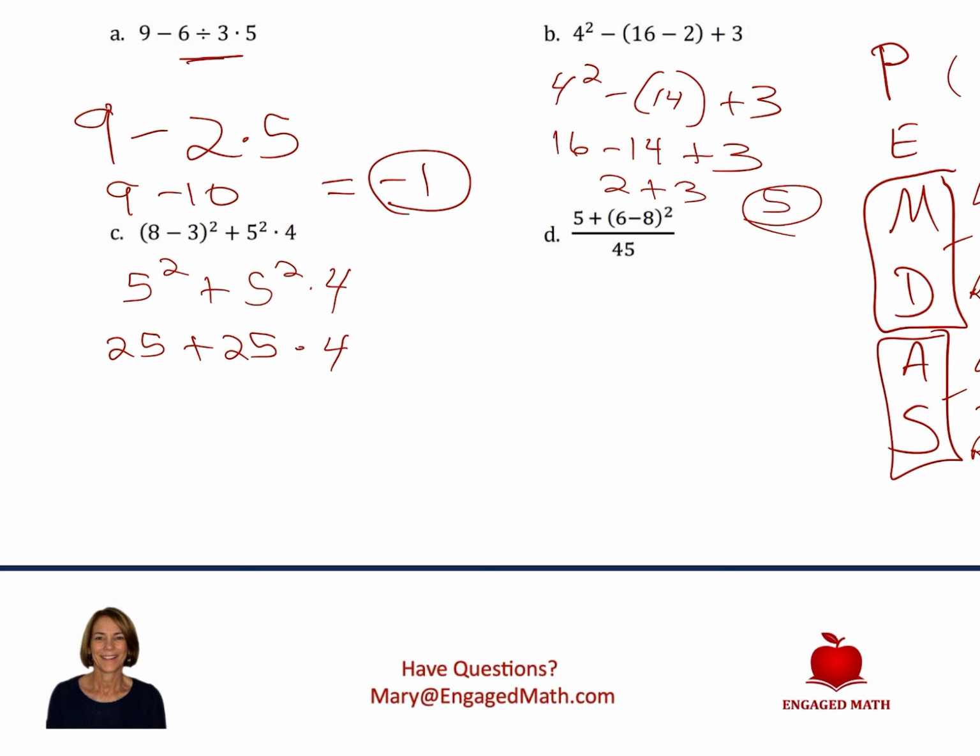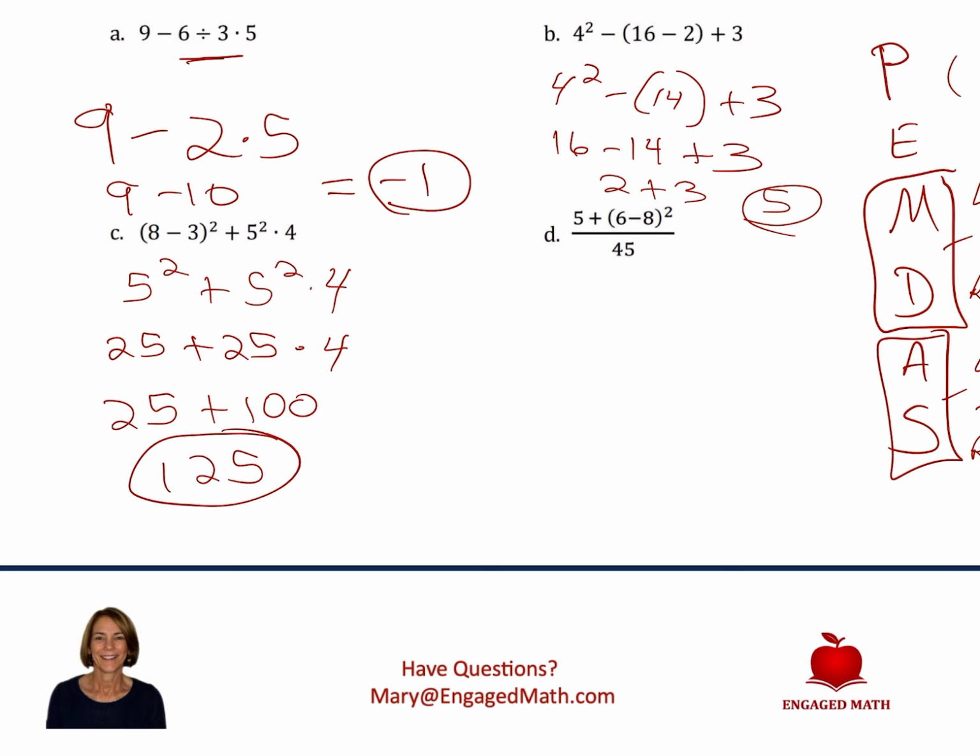All right. Okay, so now it may be very tempting to think that what you should do is 25 plus 25. Very common error, but you don't do addition before you finish your multiplication. So we're going to leave the first 25, and then we're going to say 25 times 4 is 100. So our final answer for problem C is 125.